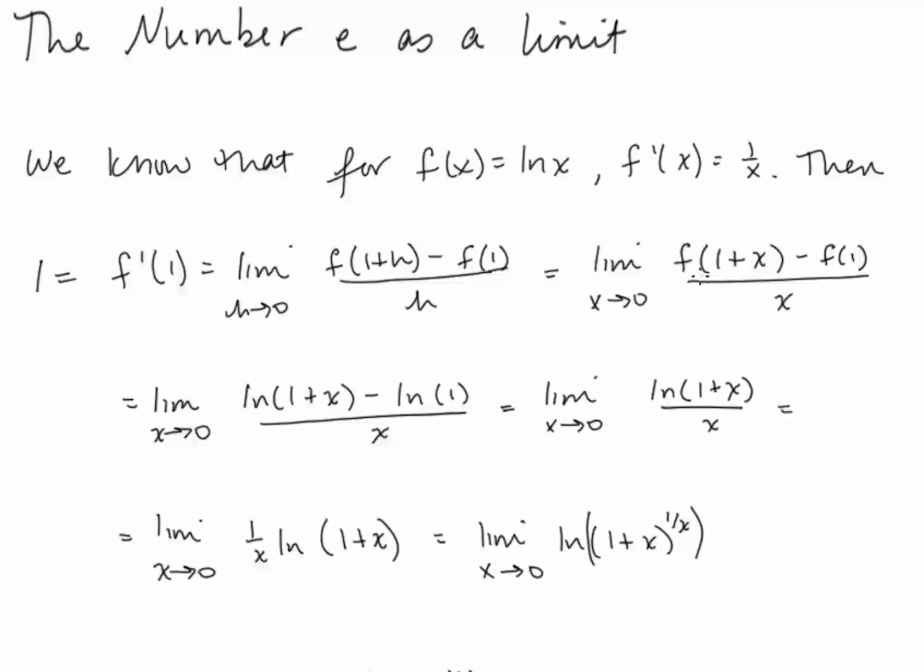So plugging in, f of 1 plus x is ln of 1 plus x, and f of 1 is ln of 1. And remember that ln of 1 is 0, so we simplify to limit as x goes to 0, ln of 1 plus x over x. Instead of dividing by x, we can write this as a multiple of 1 over x, and then bring that up using laws of logs. So now we have that 1 is equal to limit as x goes to 0, ln of 1 plus x to the 1 over x.